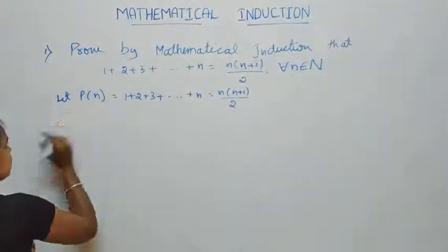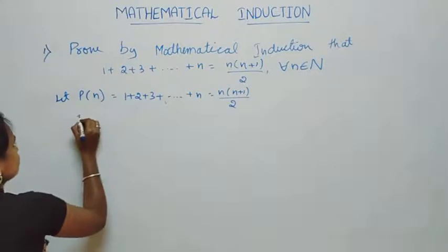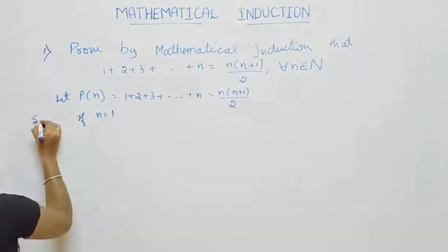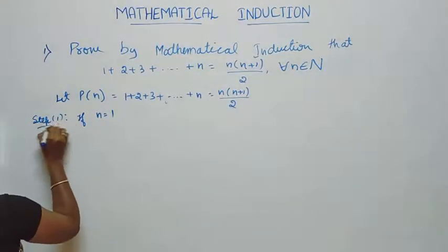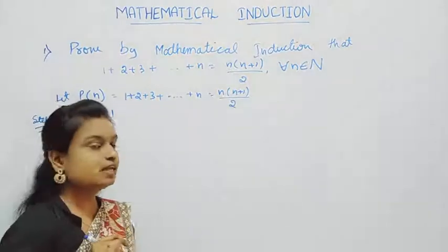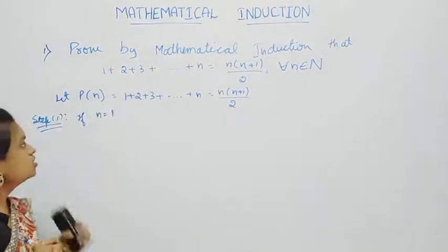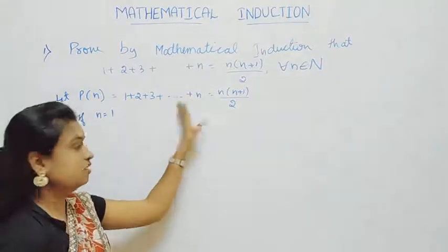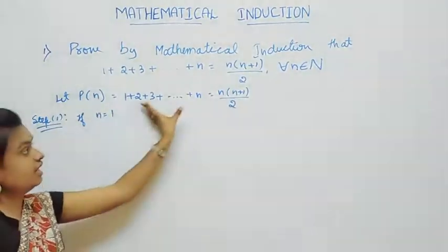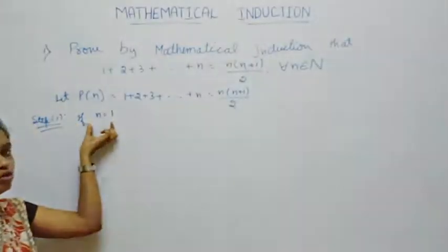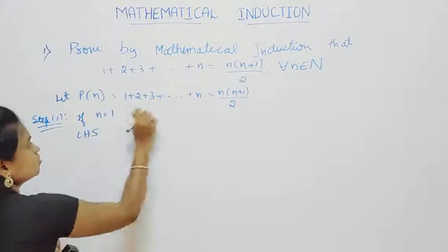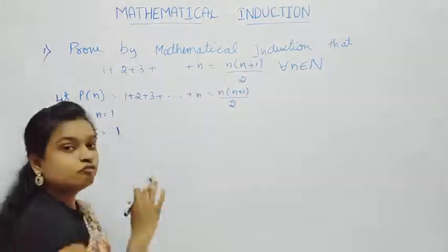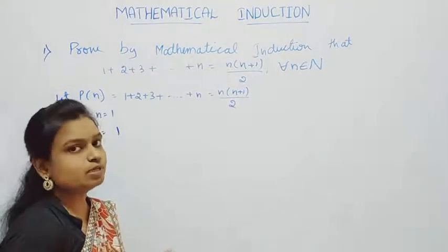So after that, if n is equal to 1, we have to show that P of 1 is true, right? If n is equal to 1, observe that P of n means 1 plus 2 plus 3 plus and so on plus n. So here we have n terms. If n is equal to 1, in the LHS it becomes 1, right? So P of n consists of n numbers.